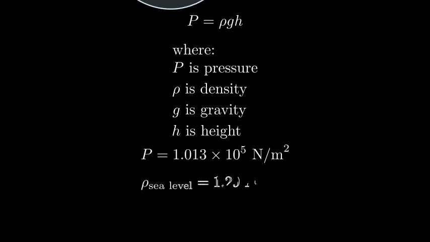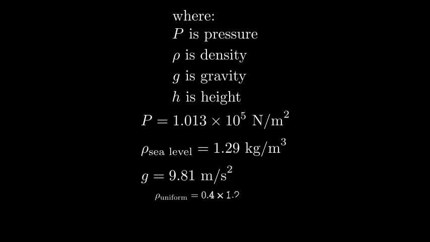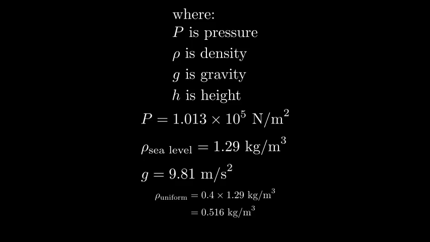Let's list our known values. The pressure at sea level is 1.013 times 10 to the fifth newtons per square meter. The density of air at sea level is 1.29 kilograms per cubic meter, and gravity is 9.81 meters per second squared. Since we want the uniform density to be 0.4 times the sea level density, we multiply 1.29 by 0.4 to get 0.516 kilograms per cubic meter.